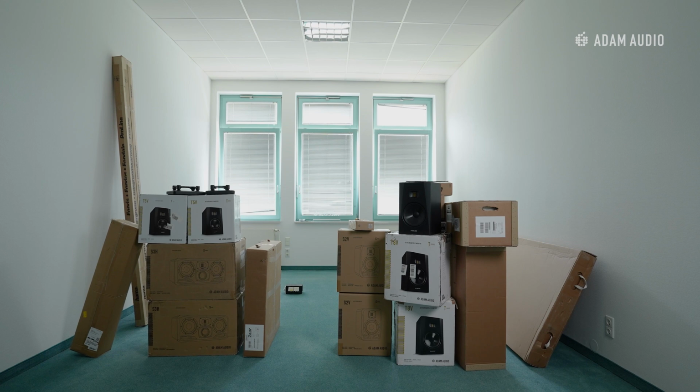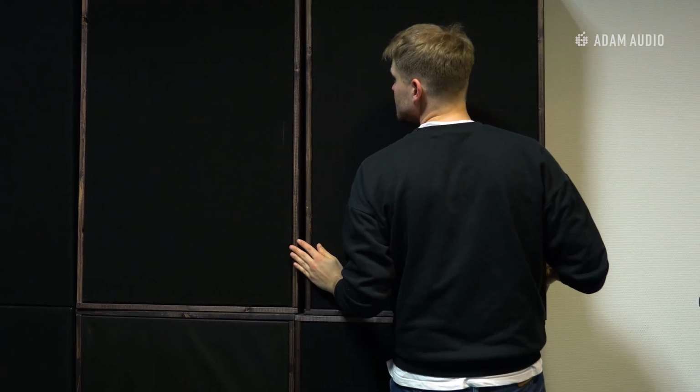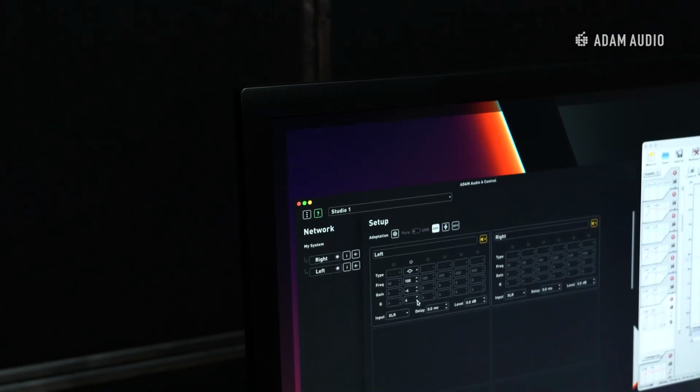This is the first of a series of three videos in which we show you how we turned this room into a recording studio. First, we positioned the speakers, then we put some acoustical treatment into the room, then we measured the loudspeakers and finally calibrated them using a control.